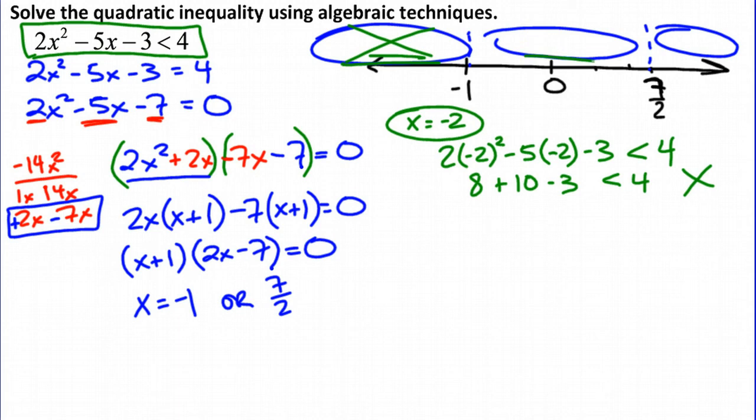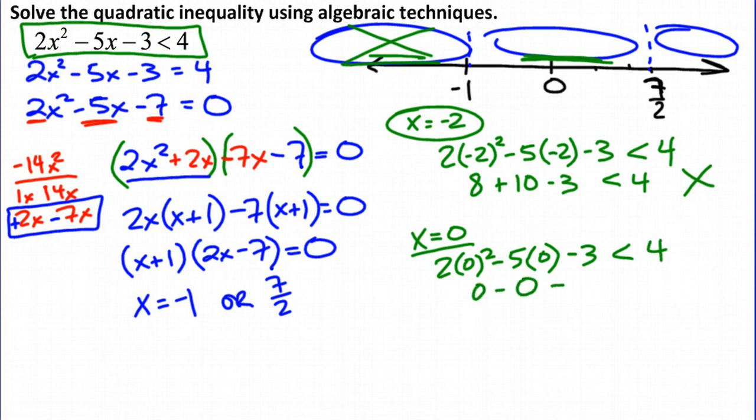We'll try a number in this section now in the middle, and I'm going to choose 0 because that's a quick one. And that'll be 2 times 0 squared minus 5 times 0 minus 3. Is that less than 4? Well, that's 0 minus 3. Is that less than 4? And the answer is yes, absolutely it is. So we know that we have answers to this inequality that lie in this middle section here.